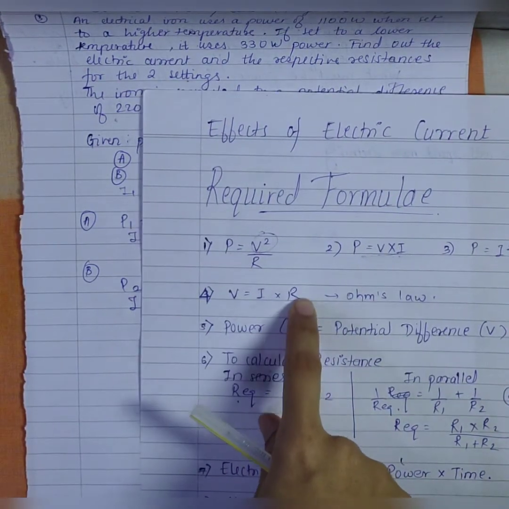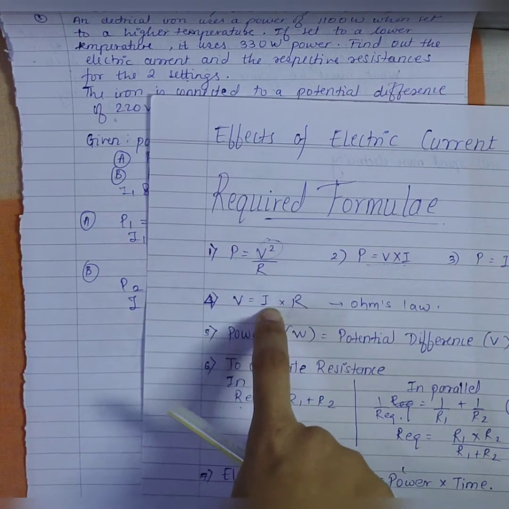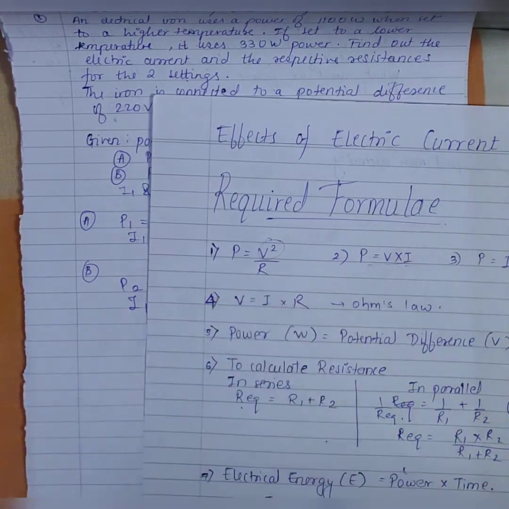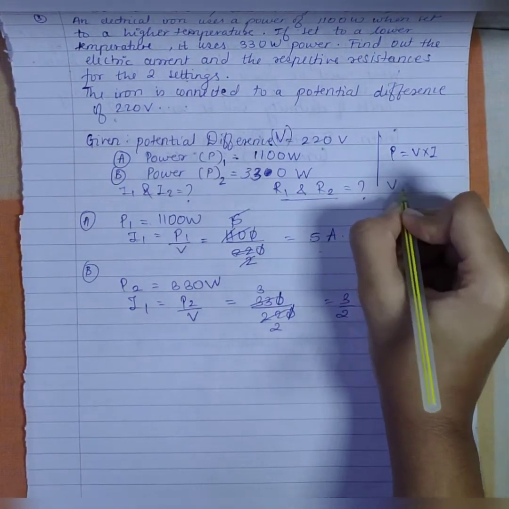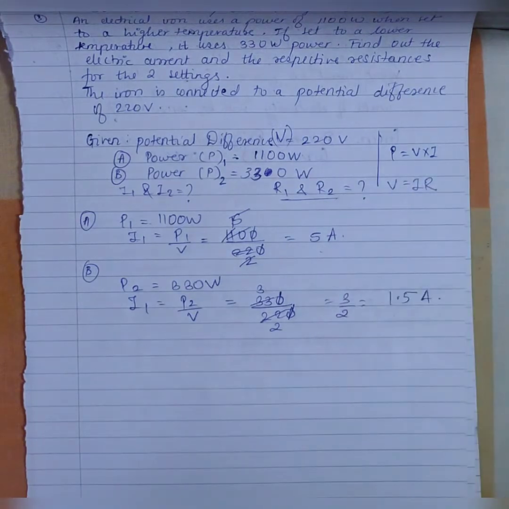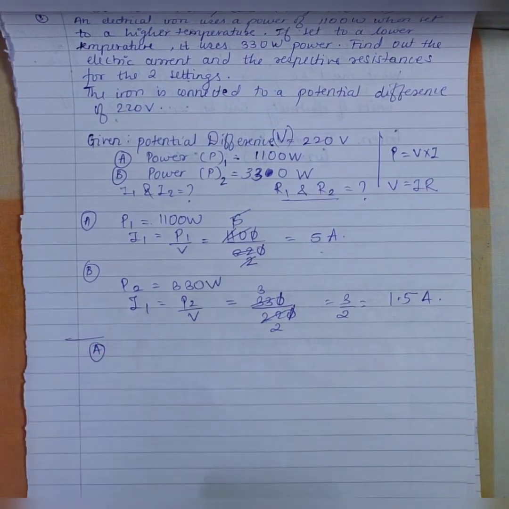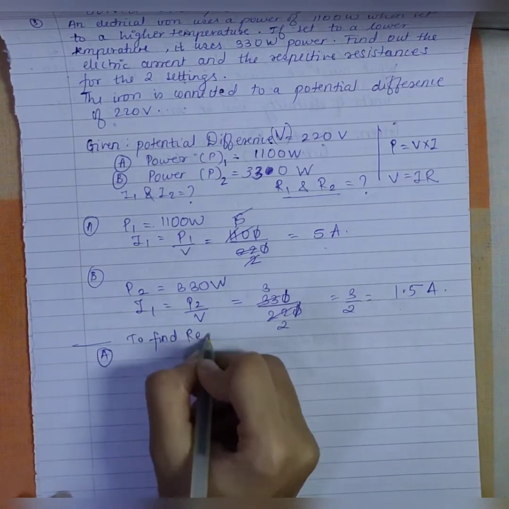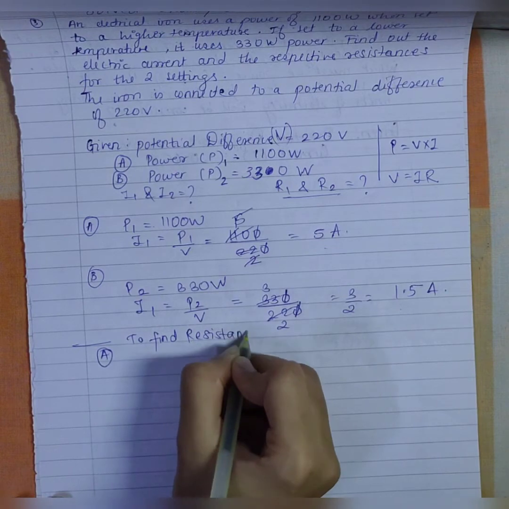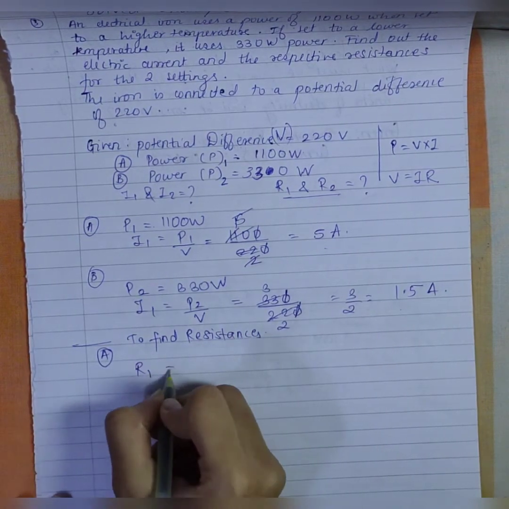And you have your resistances with you. You have your voltages with you. You have your currents with you. So easily you can find your resistance. So the next formula that I'm going to use here is your Ohm's law. V is equal to IR. So again, case A, that is to find resistances.